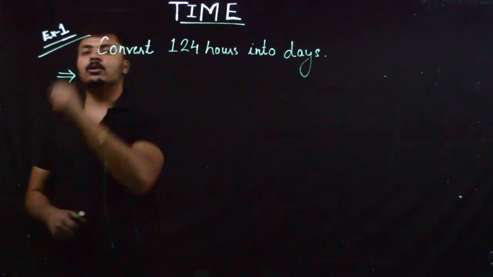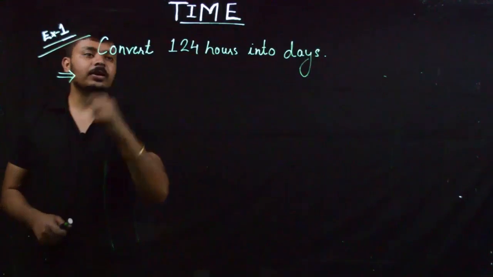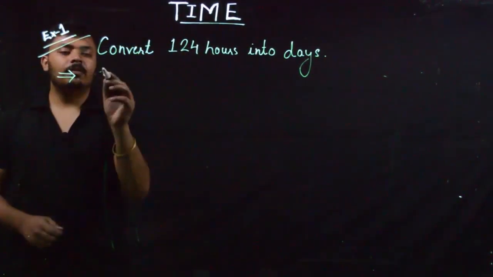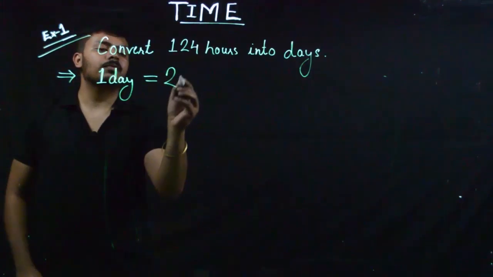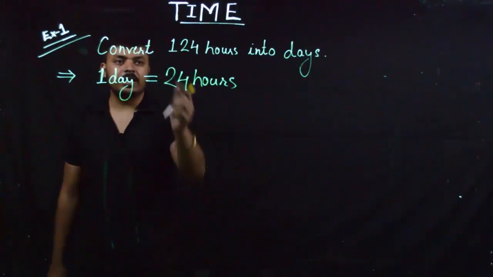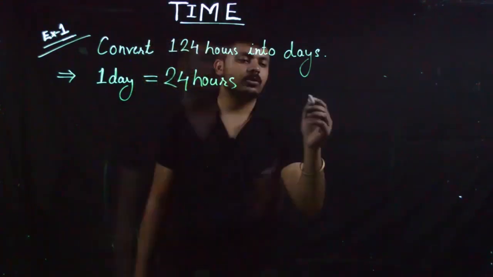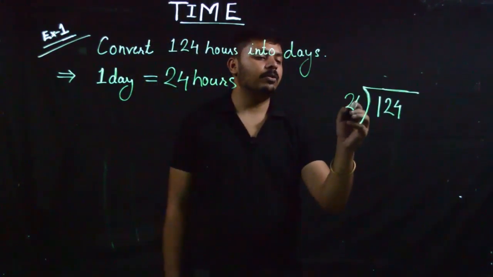So students, let's look at example number 1. Convert 124 hours into days. We know that 1 day is equal to 24 hours. So to convert hours into days, we need to divide hours by 24. So let's start dividing by 24.